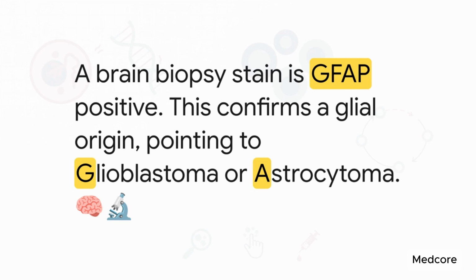A neurosurgeon sends down a brain biopsy. The pathologist needs to know if the tumor came from the brain's supportive glial cells. So they'll use a GFAP stain. GFAP is a protein that's basically exclusive to glial cells. If the stain is positive, it confirms a glial origin, pointing right to a diagnosis like glioblastoma or astrocytoma.